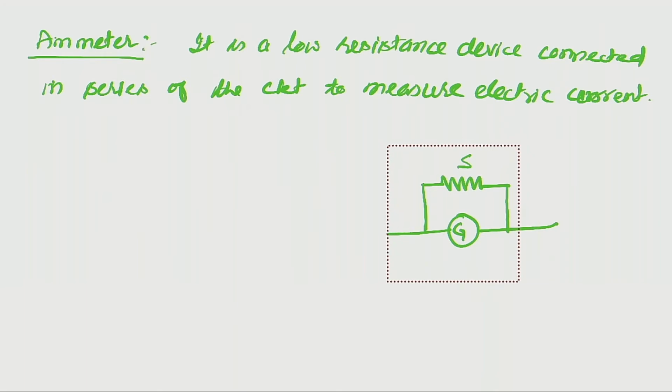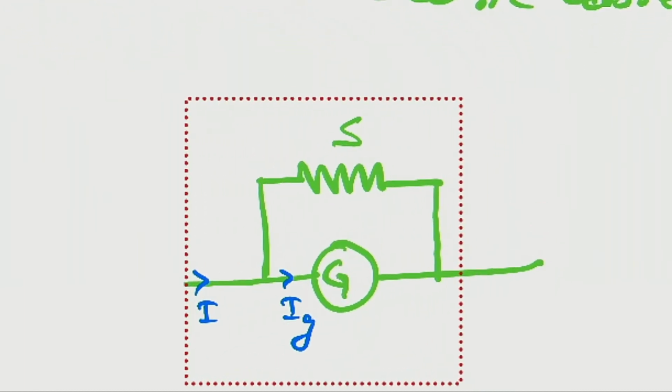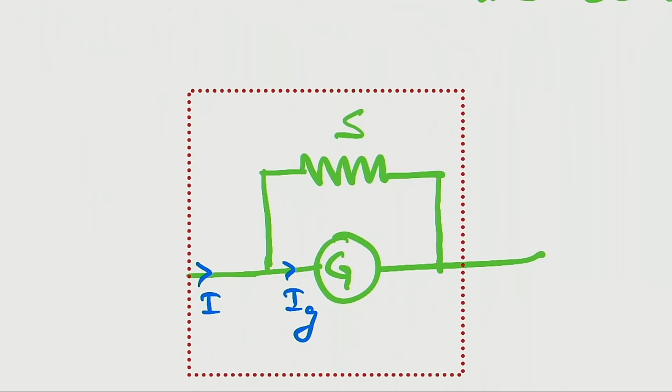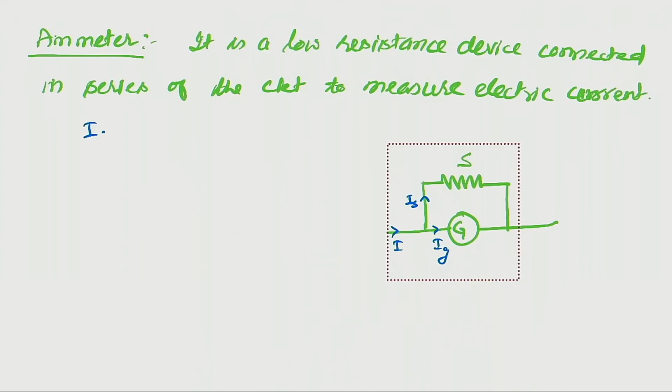So again here, if I is the total current, Ig is the current flowing through this galvanometer, and Is is the current flowing through this shunt, then we know that Is will be equal to I minus Ig. So this is the current which is flowing through this small resistance, say S.